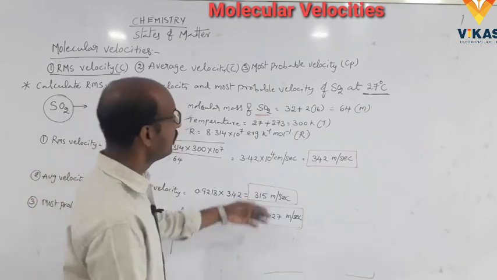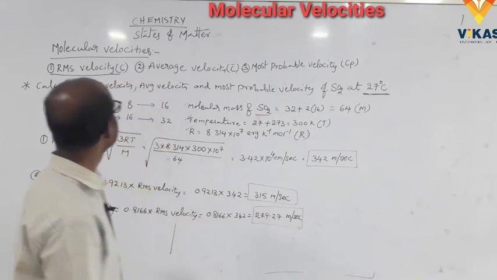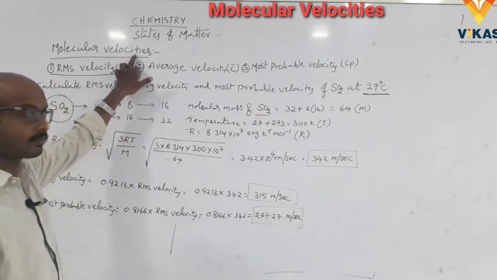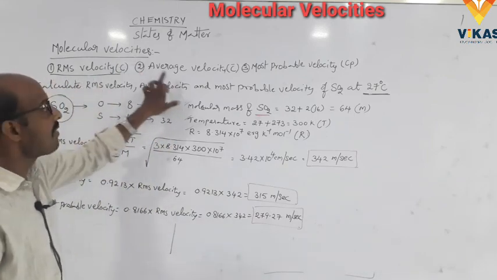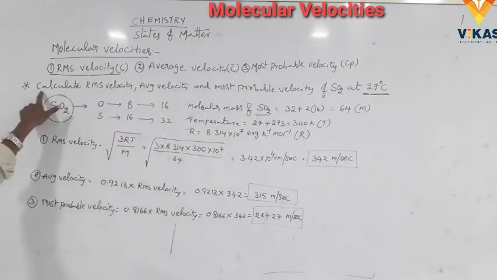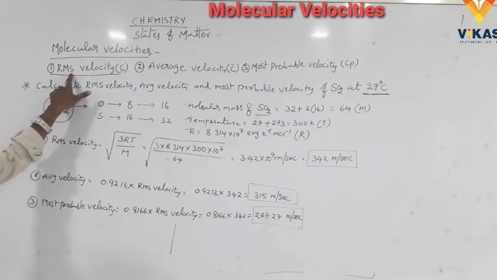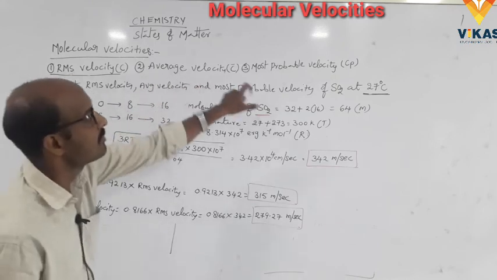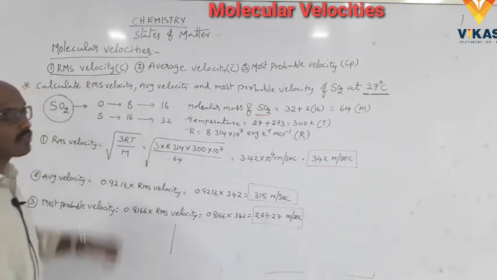Okay? So today our class is on molecular velocities: RMS velocity, average velocity and most probable velocity. And we talked about them. What is the RMS velocity? What is the average velocity? What is the most probable velocity?